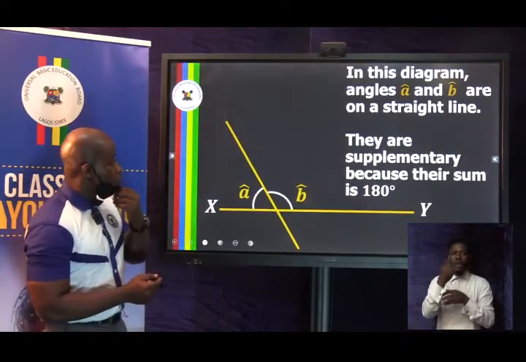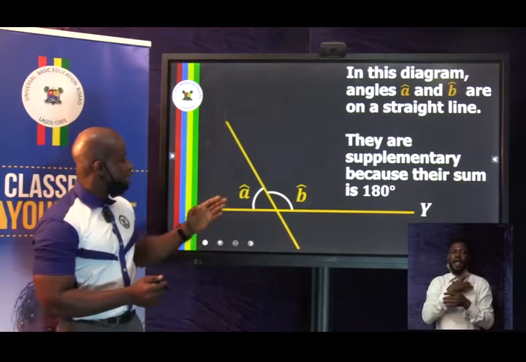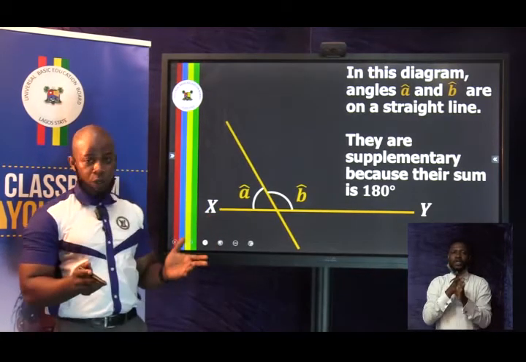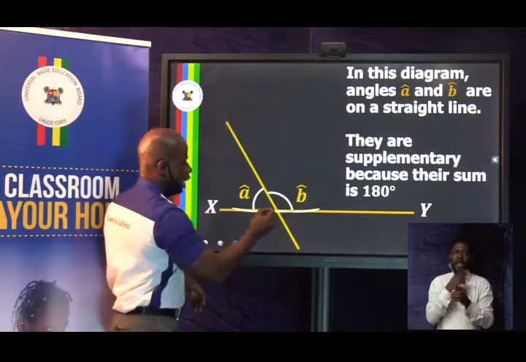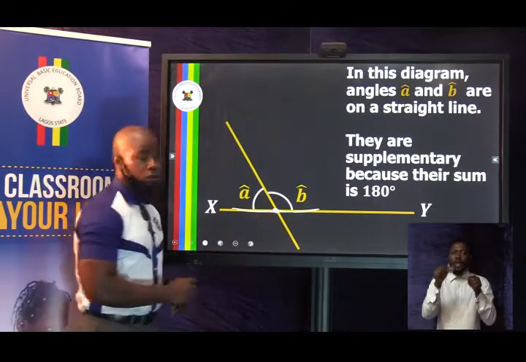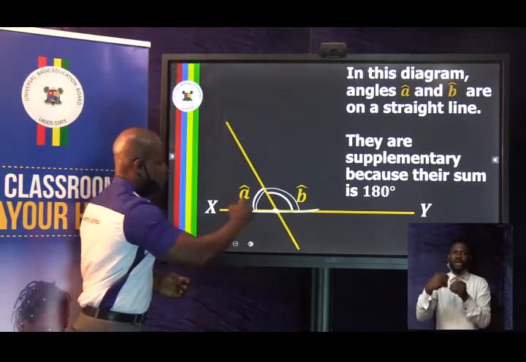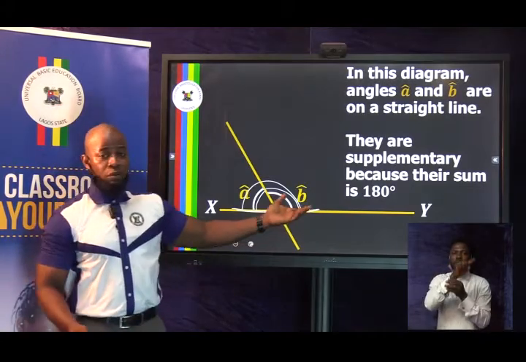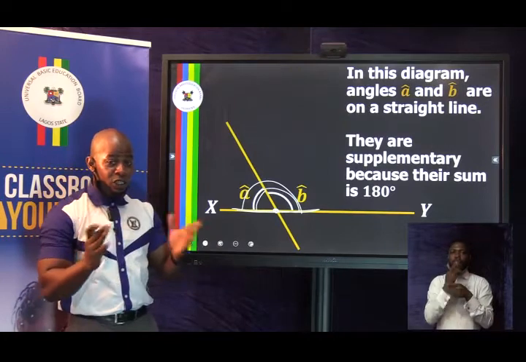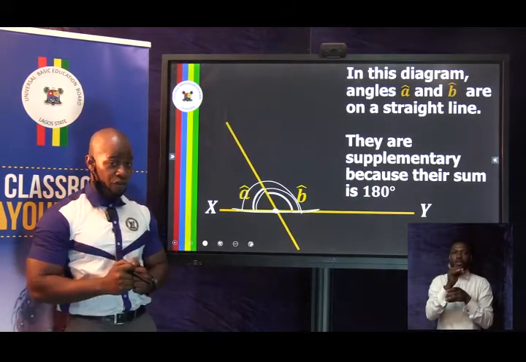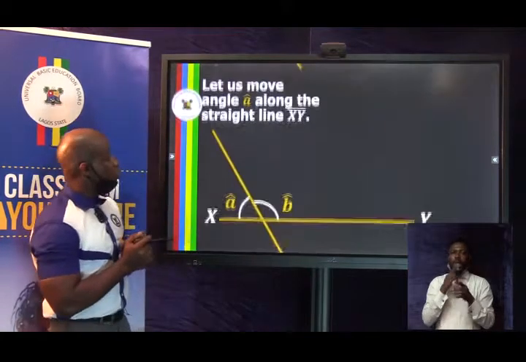Now study this diagram critically. In this diagram, A and B are on a straight line. This is the straight line right here, and this is the center of that angle. Now A on this side, B on this side, they form a semicircle, and because they form a semicircle, they are supplementary, which means that their sum will be 180 degrees.